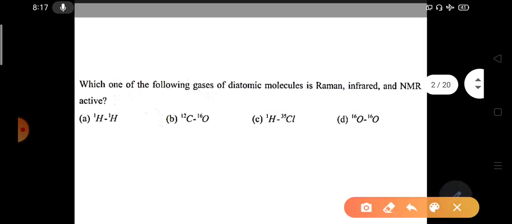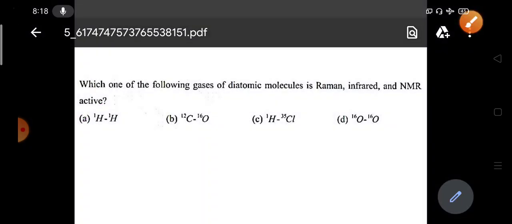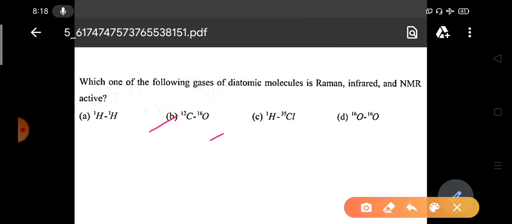Now we have to find out which one has a dipole moment or induced dipole moment. For hydrogen, it is a homonuclear molecule, so there is no dipole moment or no change in induced dipole moment. Oxygen is also the same case. And for CO, there are some modes that can be infrared active, and some that cannot. HCl also, some of the modes can be infrared active, some cannot. So we can consider option B or C. A and D we cancel.